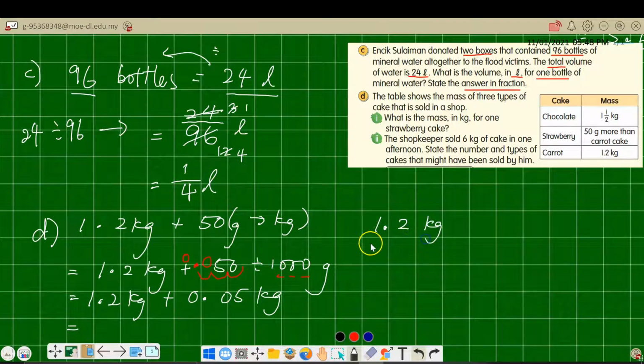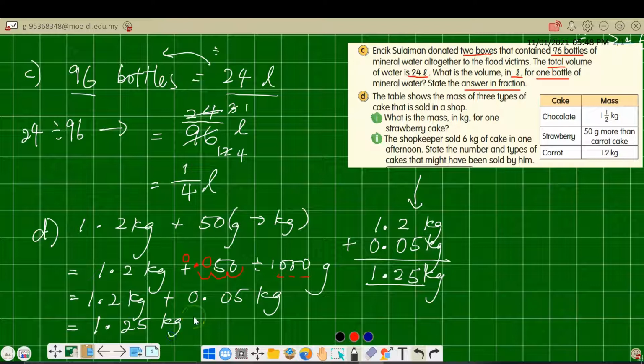1.2 plus 0.05 kg, don't forget. Nothing plus 5 is 5, 2 plus 0 is 2, decimal point, 1 plus 0 is 1. So the final answer is 1.25 kg.